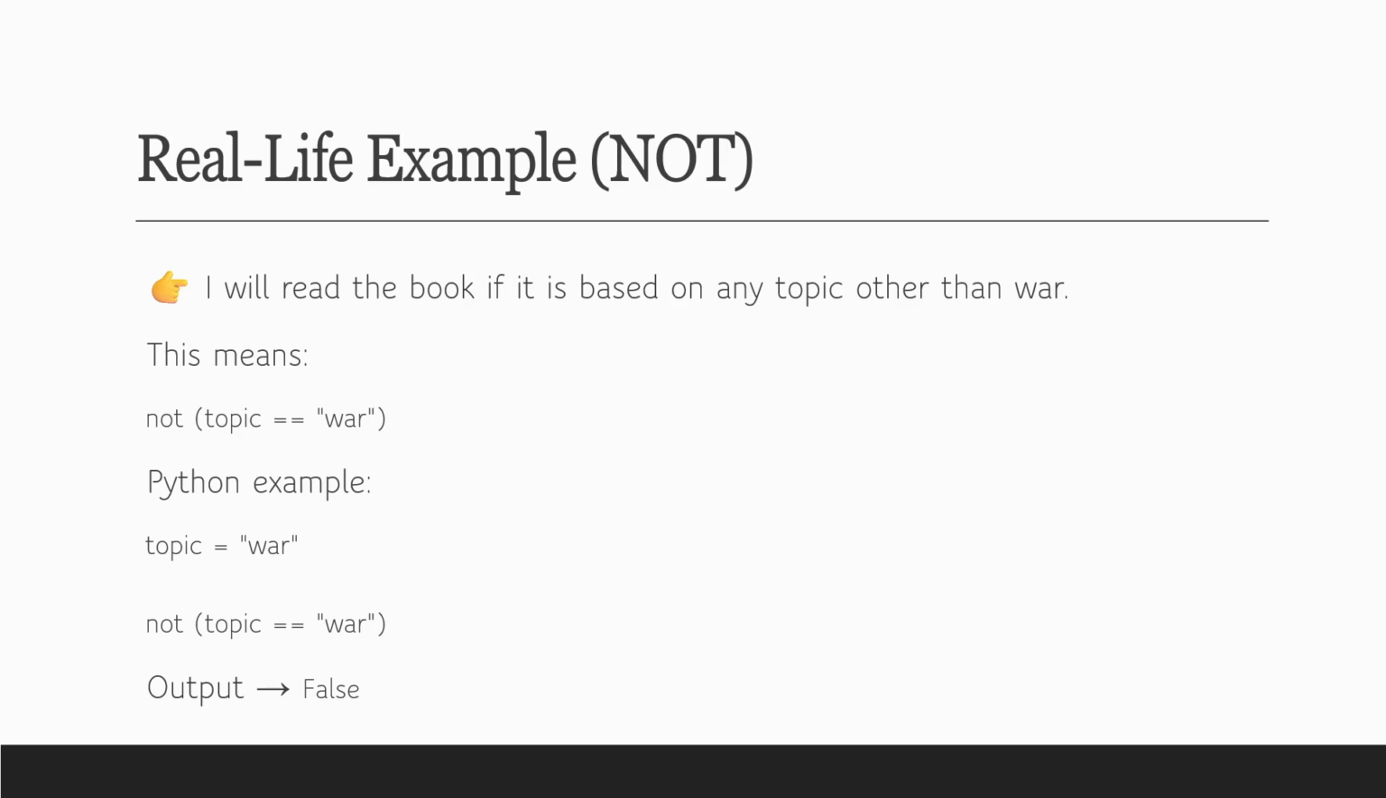Now let us take a Python example. Assume the variable topic has the value war. When we apply the logical operator not to check whether the topic is equal to war, the result becomes false. Why? Because the condition topic is equal to war is true. When we use the logical operator not, it changes true to false and false to true. It simply reverses the result. So remember, the logical operator not is used to reverse the value of a condition. If the condition is true, not makes it false. If the condition is false, not makes it true.